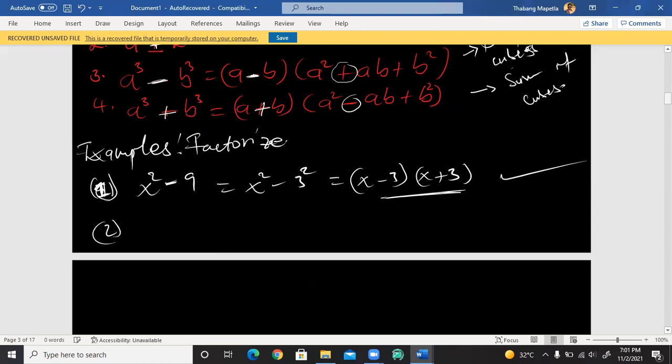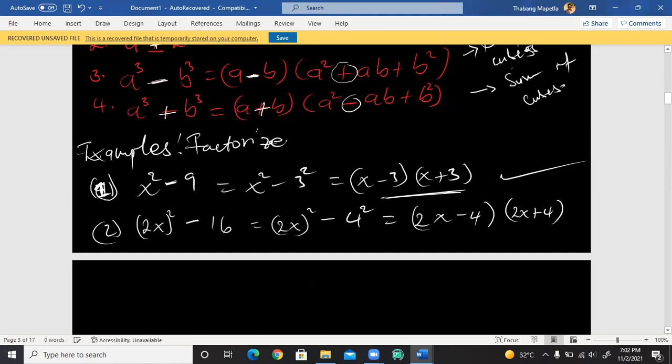Number 2. We can have something like 2x all squared minus 16. Same applies here. 2x is all under a square, and 16 is a square number. We can write it as 4 squared. So you're going to have 2x all squared minus 4 squared. They're both squared, so you can collect. You're going to have 2x minus 4 times 2x plus 4. I guess we're good with that.